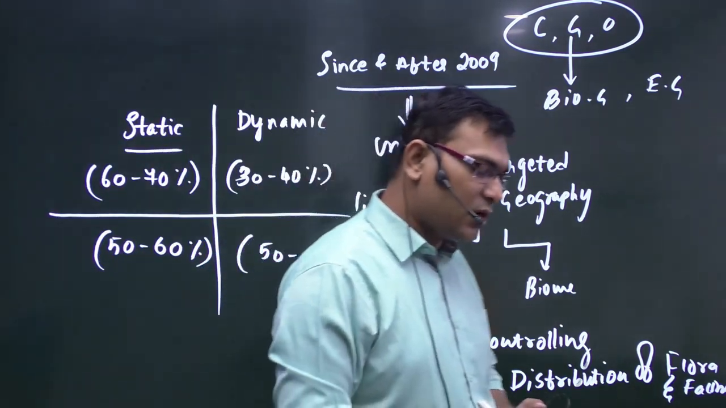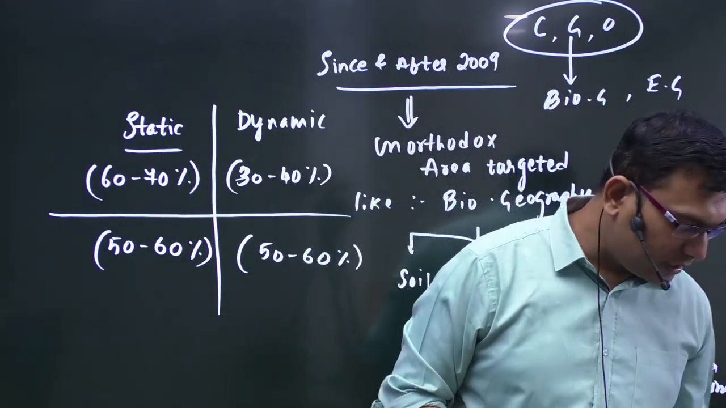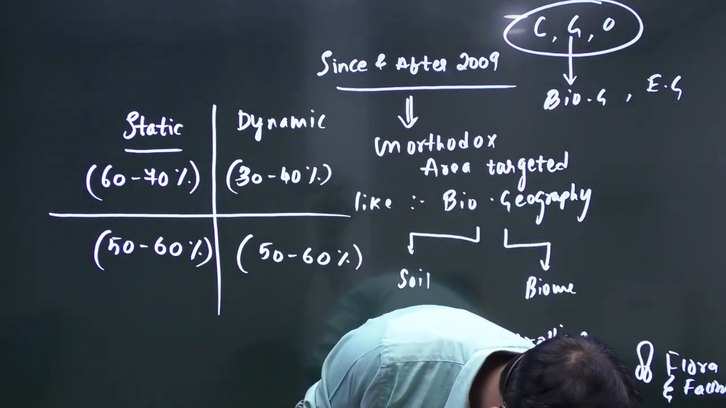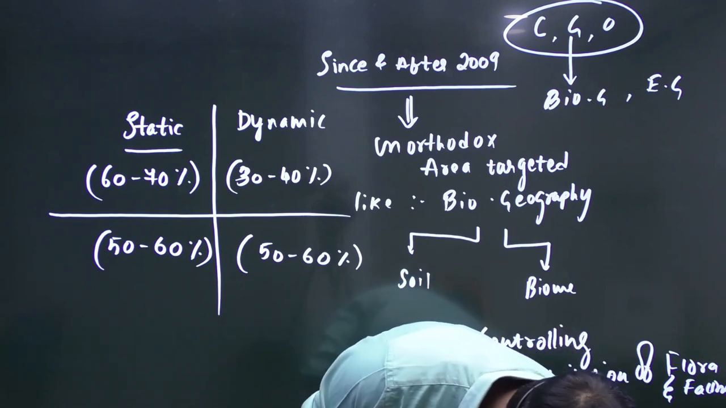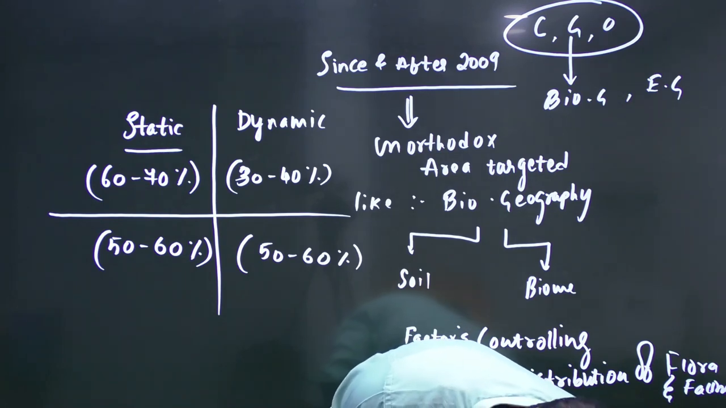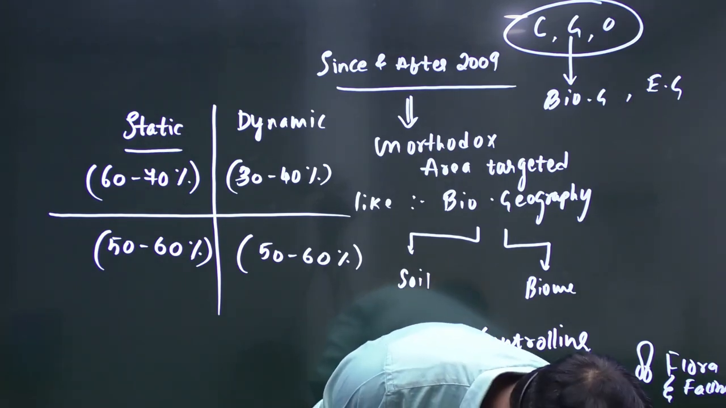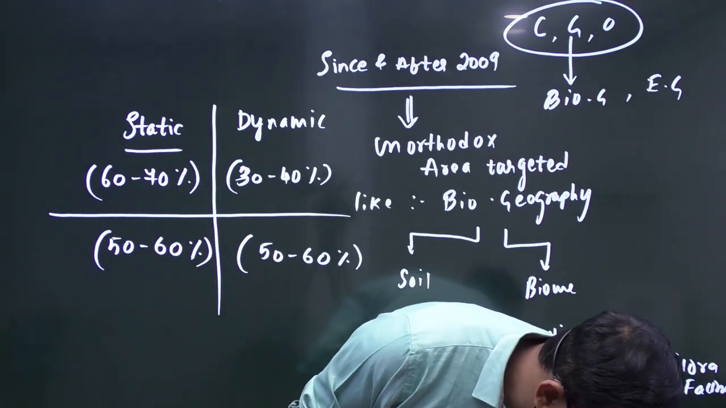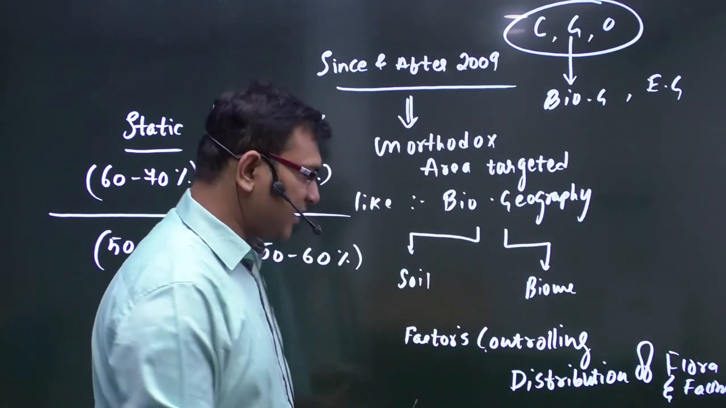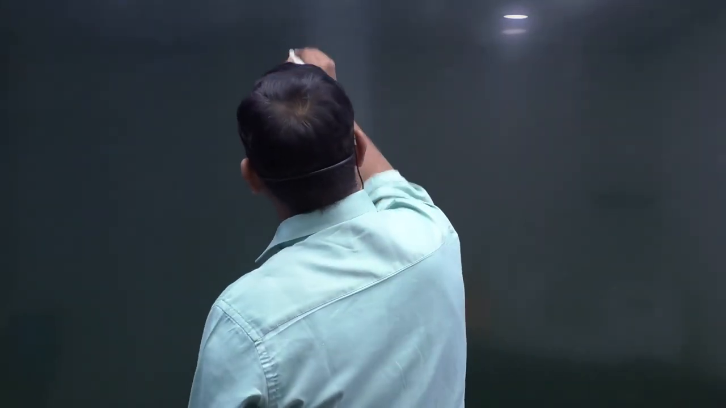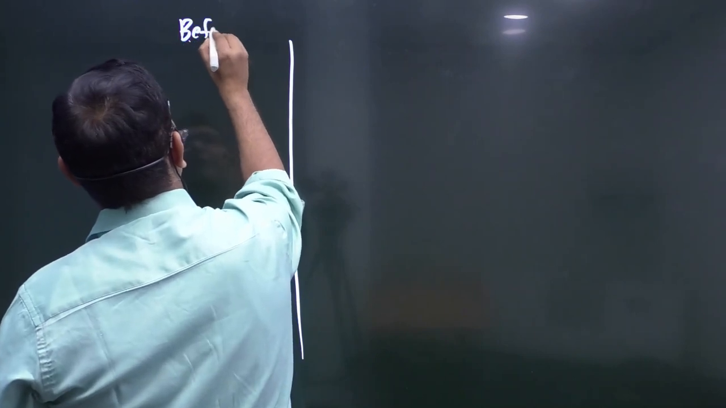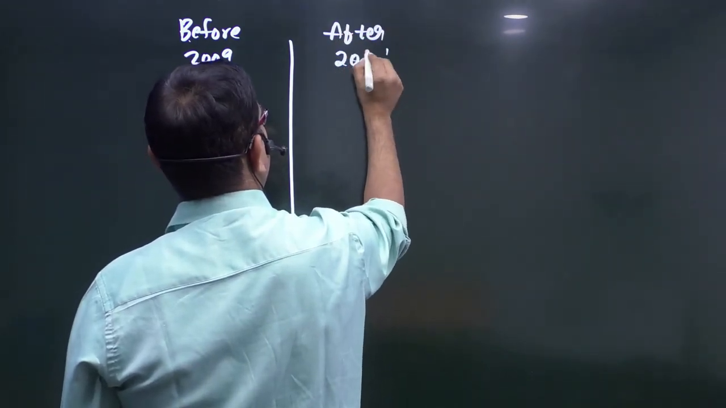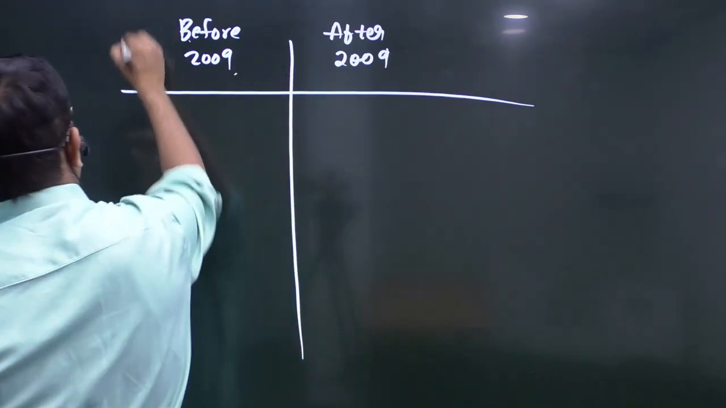What is the nature of questions? There were three types of questions: problematic questions, direct questions, and indirect questions. Like, for example, the nature of questions before 2009 and after 2009. Right? So how was this?